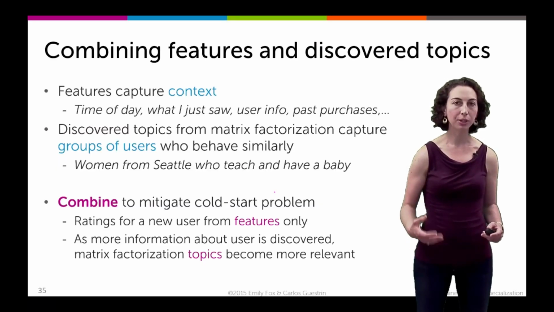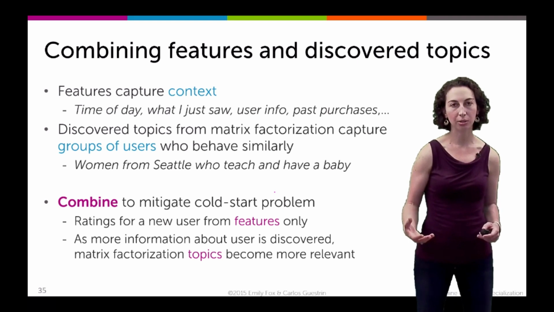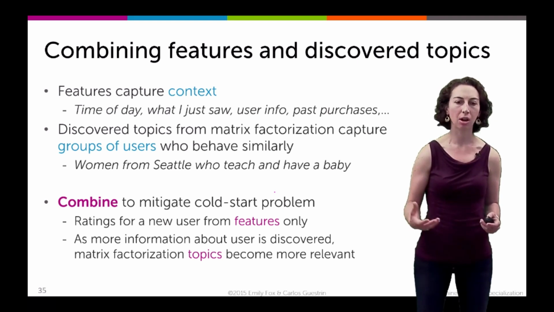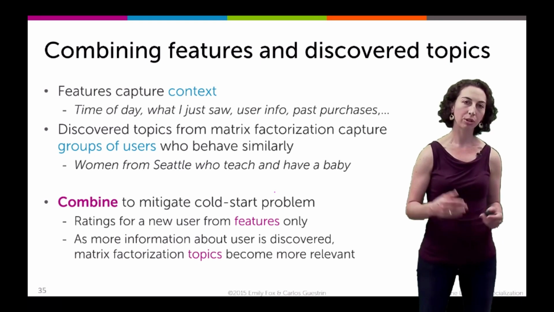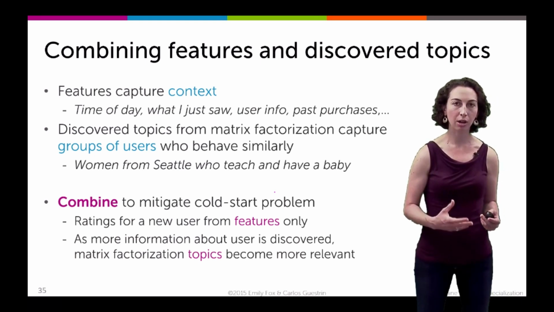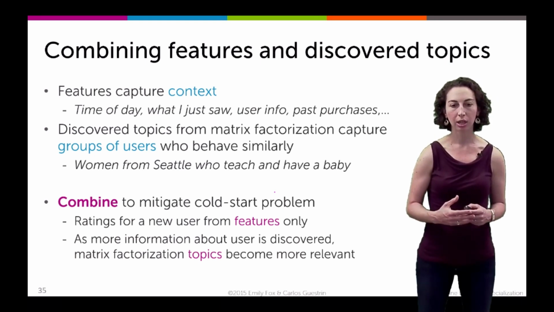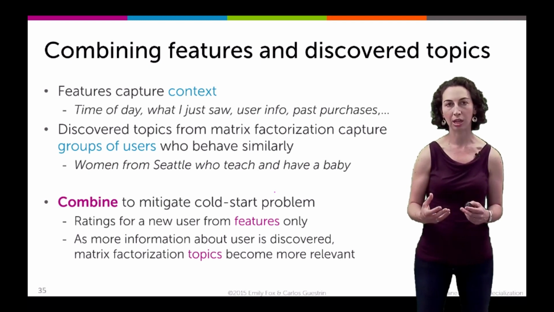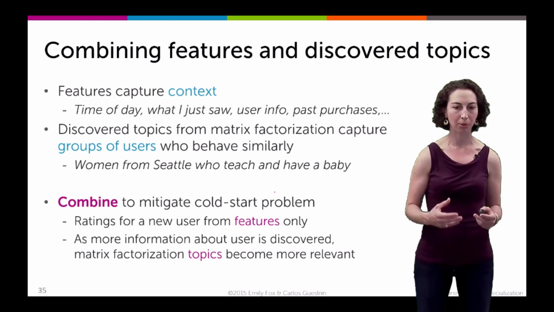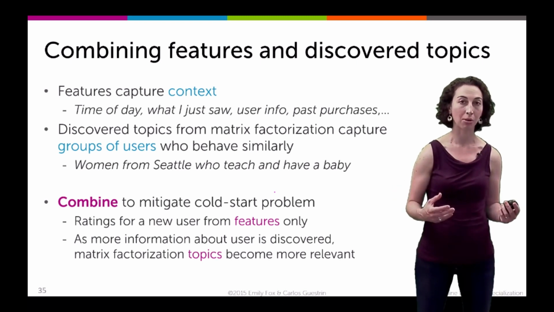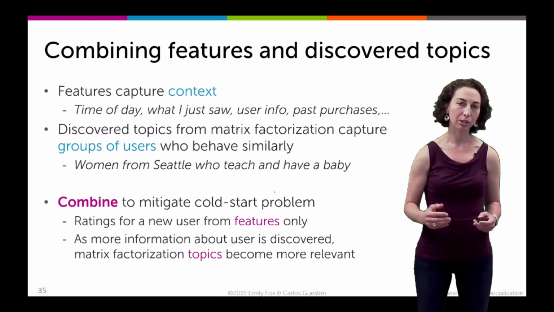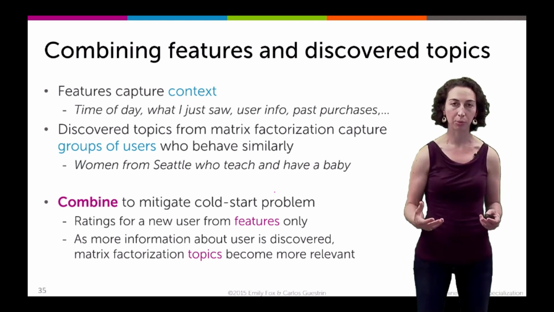So importantly, the features of our classification-based approach can capture things like context, time of day, what I just saw, user information, past purchases, whereas the features that are discovered from matrix factorization can capture groups of users who behave similarly. So for example, women from Seattle who teach and are also moms. Okay, so a question is how we combine these two different approaches.